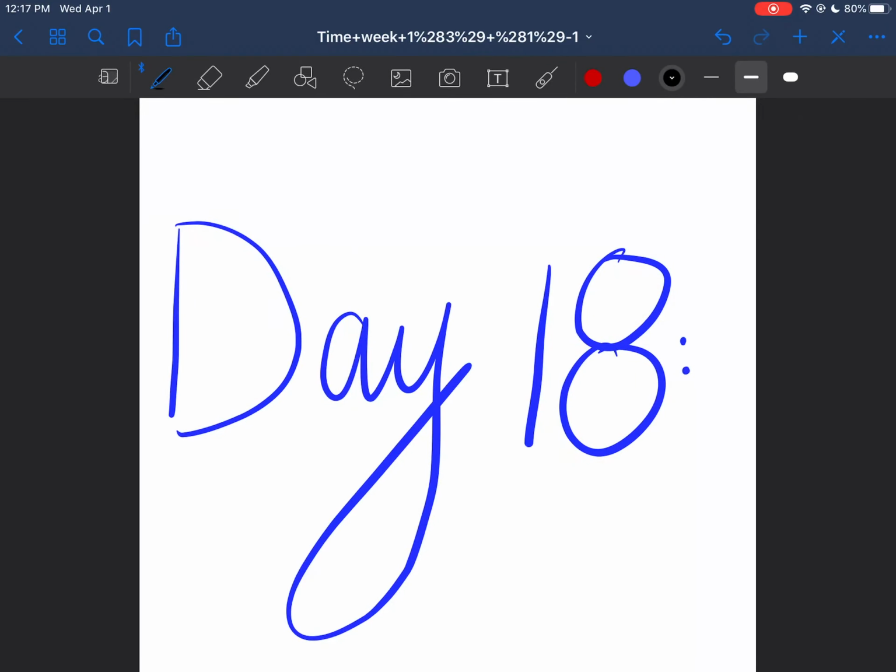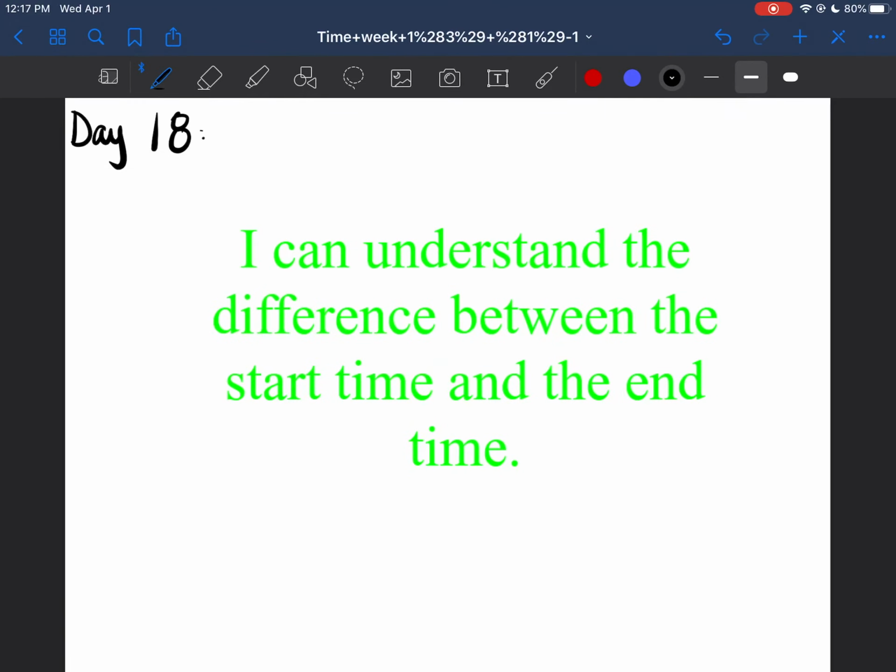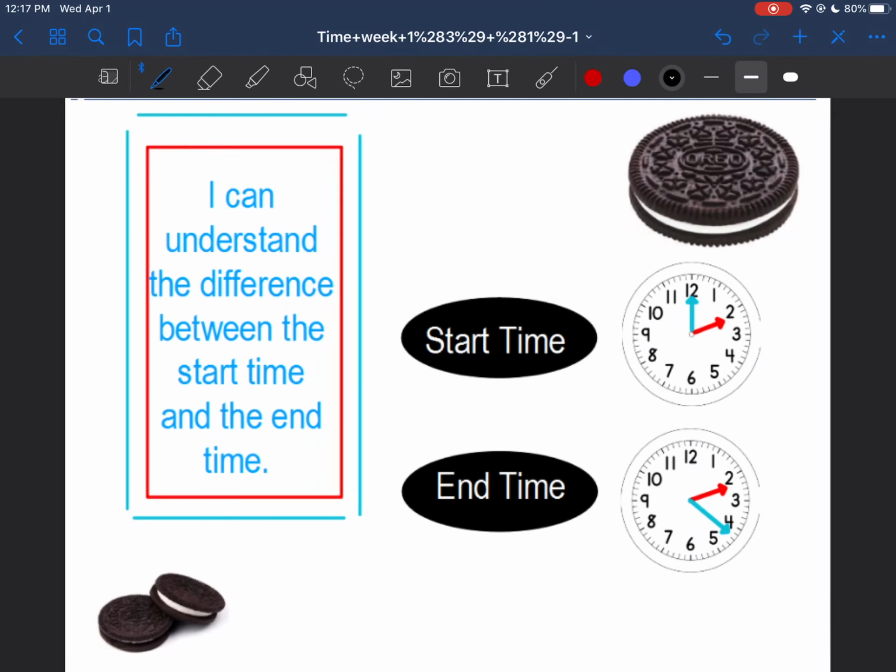For today, we're still going to be working on telling time, only today we're going to be doing something a little bit different. So in third grade, we work with word problems, and we have to figure out something called elapsed time. So that's what we're going to be learning about today. Our I can statement for today is I can understand the difference between the start time and the end time, okay?